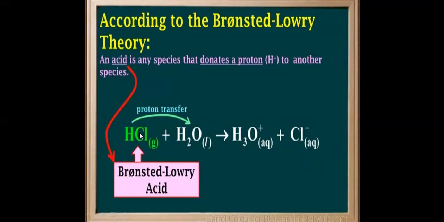As hydrochloric acid is transferring a proton to water, according to the Lowry and Bronsted concept, an acid is any species that donates a proton, or a hydrogen ion, to another species or substance. As HCl is transferring a proton to water, this is a Lowry-Bronsted acid.